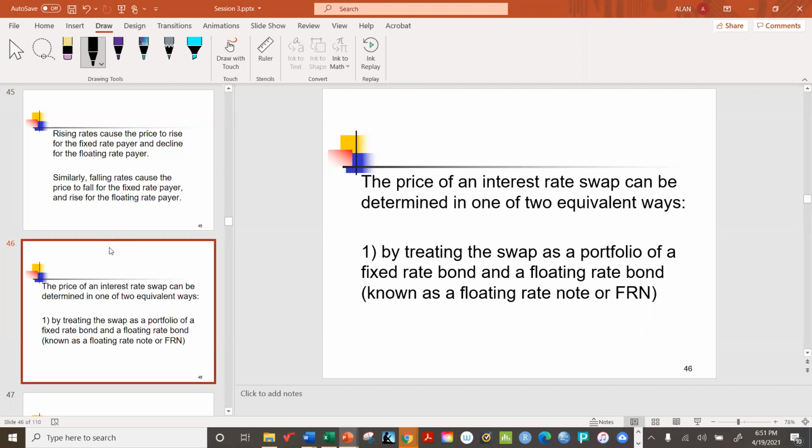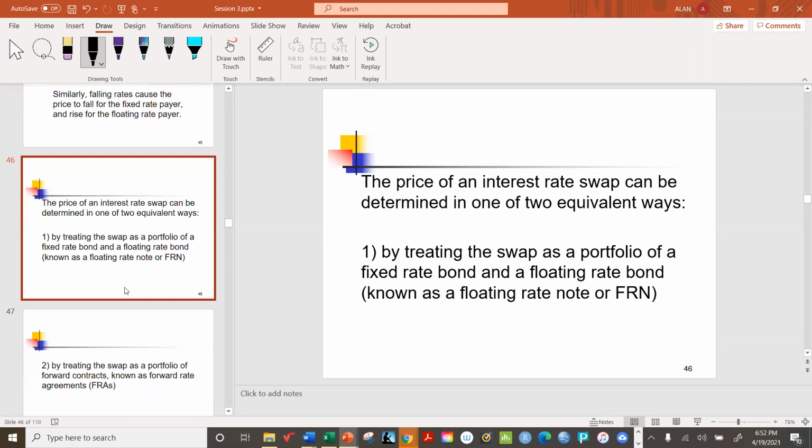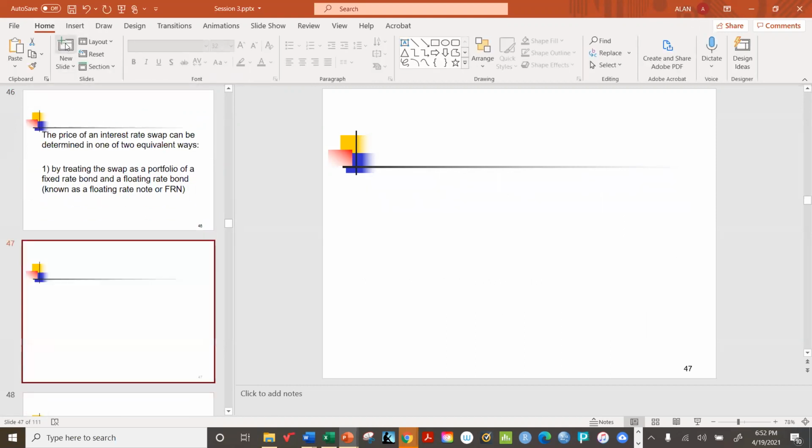Now, the price of an interest rate swap can be determined in one of two equivalent ways. First, we can treat an interest rate swap as a portfolio consisting of a fixed rate bond and a floating rate bond, which is sometimes known as a floating rate note or FRN. What does that even mean, a floating rate bond, by the way? Well, with a normal bond, let's say you have a fixed rate bond.